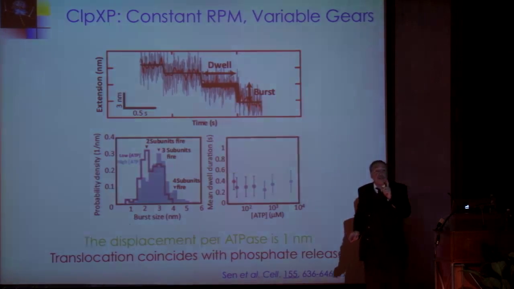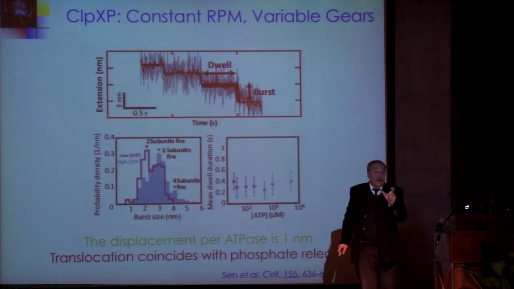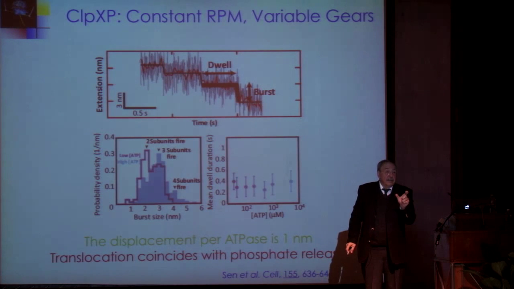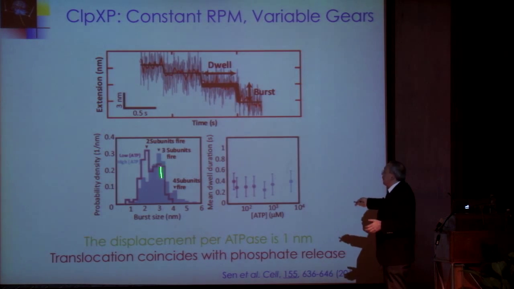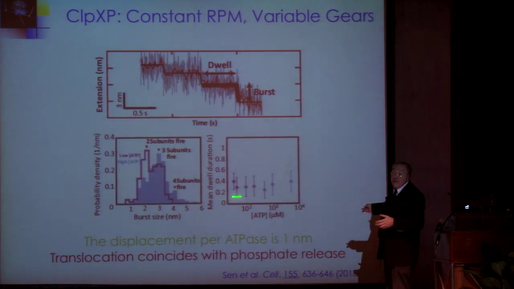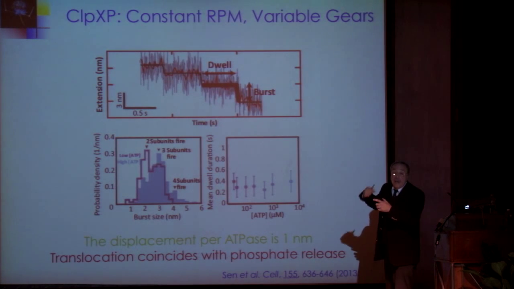So it's very interesting. This motor works as a clock. Once it binds the first ATP, it's a matter of constant time before it eventually starts translocating. So it has a constant dwell but a variable burst. And the constant dwell is like an internal clock that is telling the motor, go and unfold.